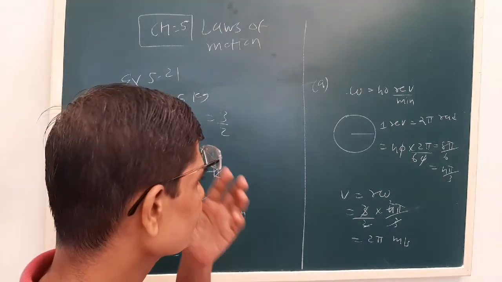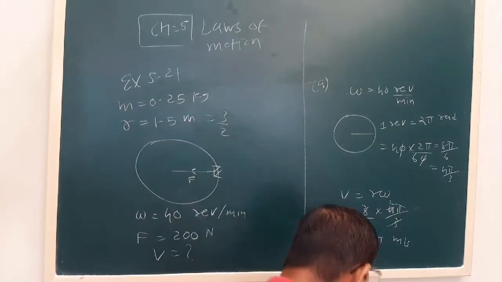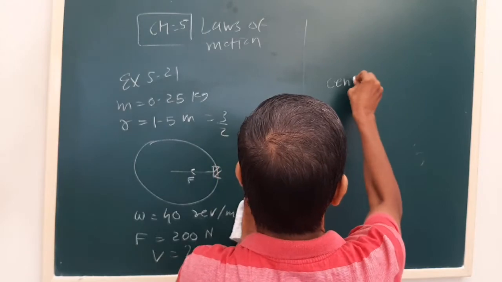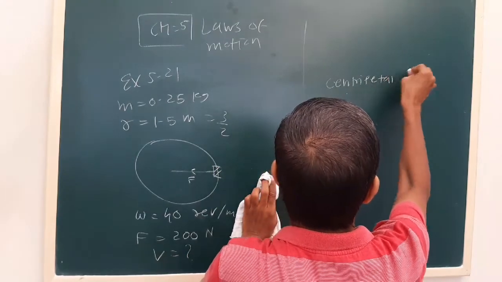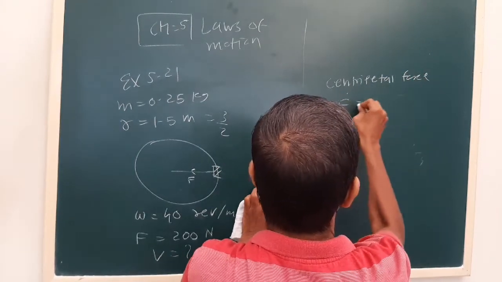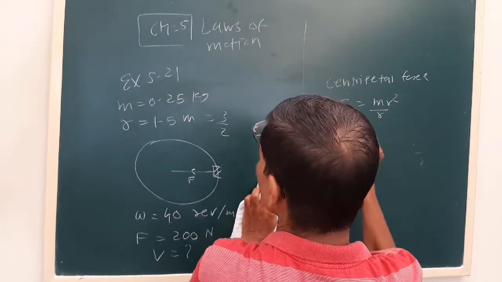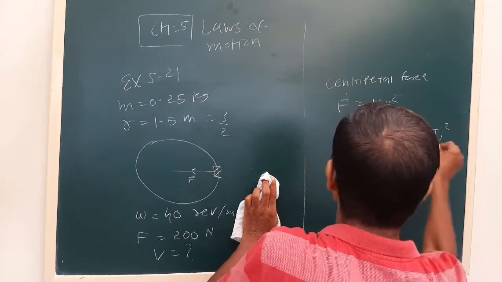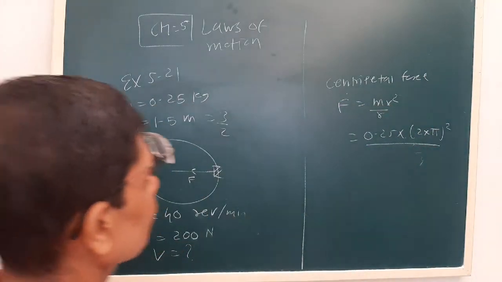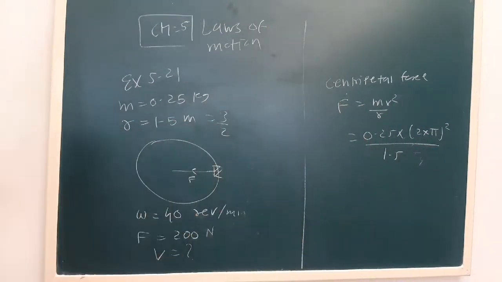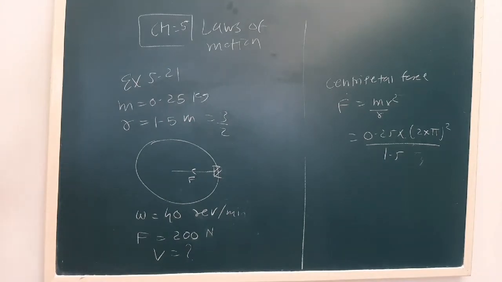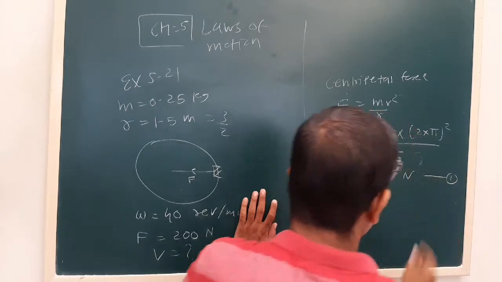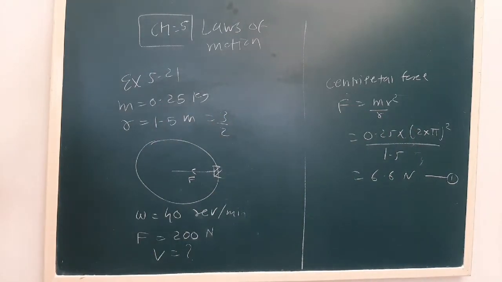Now the centripetal force is F equal to m v square by R. Mass is 0.25, 2 pi whole square, and the radius is given as 1.5. If you solve, you will get 6.6 Newton. This is the answer of the first part of the question.